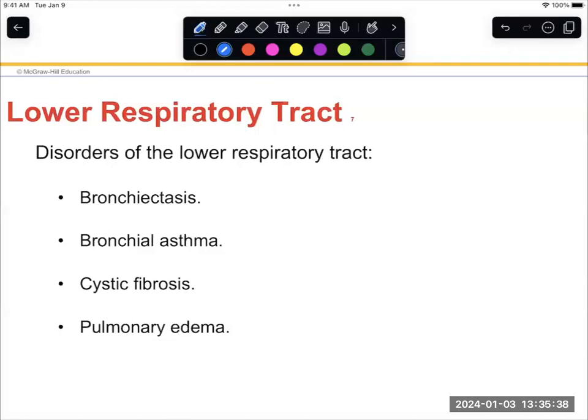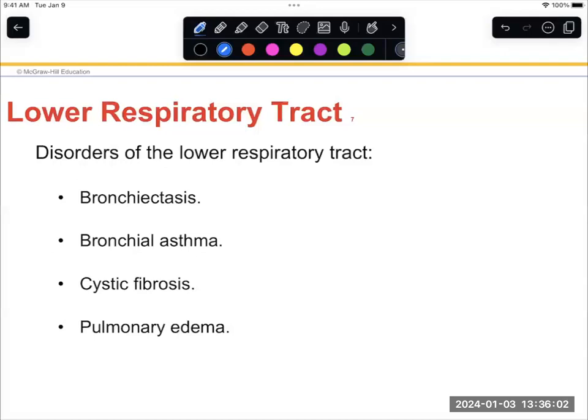Somebody who has bronchial asthma, when they're having an asthma attack, will have this wheezing sound. Wheezing can be heard on inspiration, expiration, or both. And it kind of sounds like music, tunes. Probably the best way to describe that.